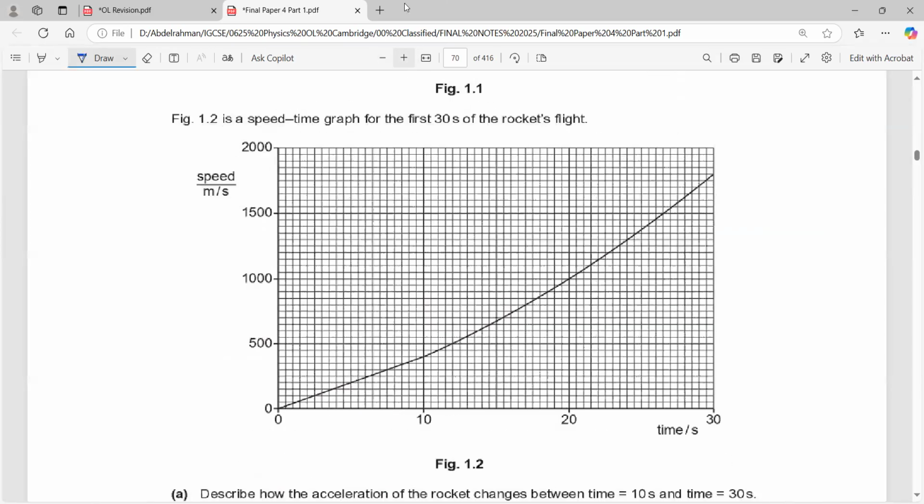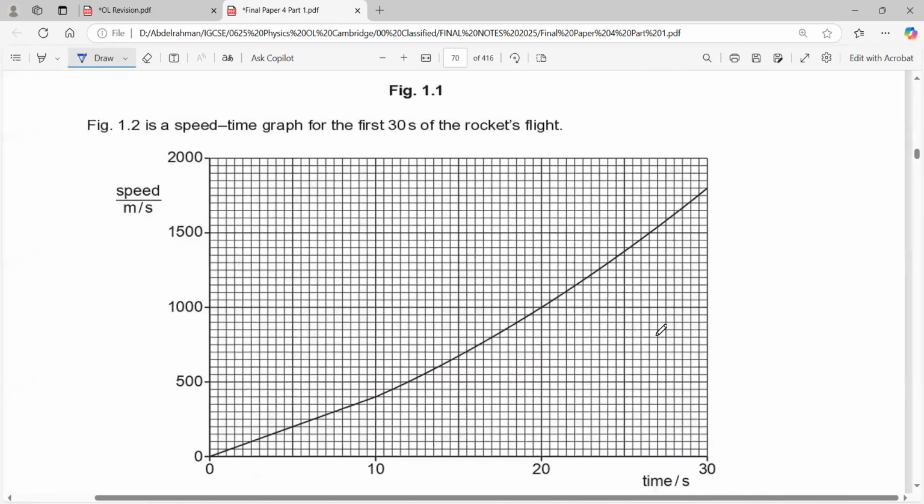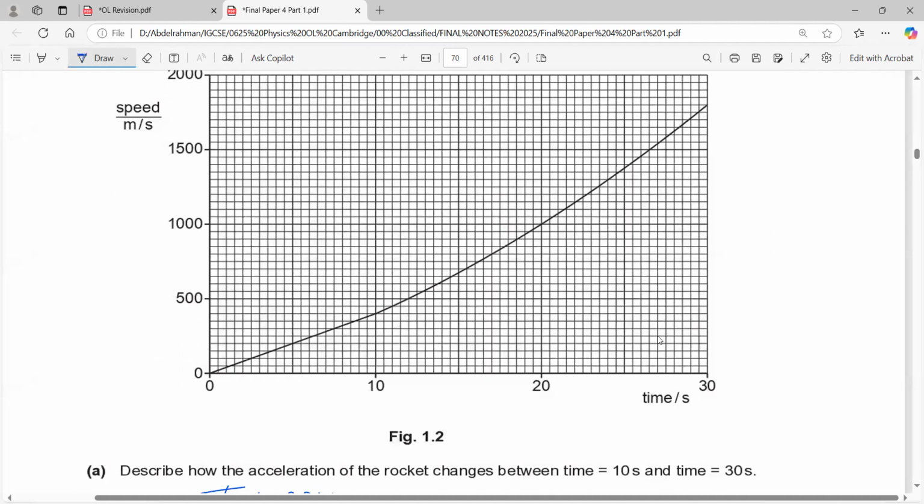Let's zoom in at time 25 seconds, at this point here. This is 25 seconds, and here the speed is 1375. This is the speed at this point: at this point the speed is 1375.